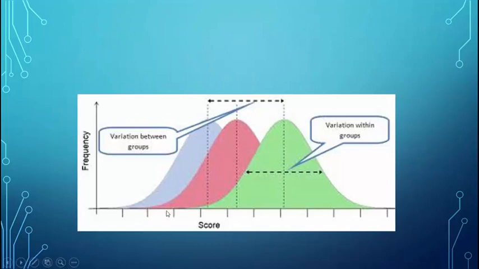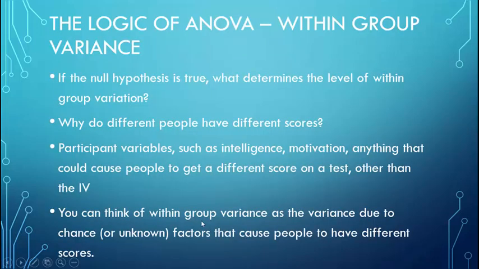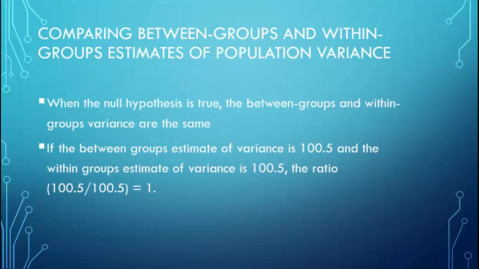Because then we could look at within group variability for the 4 hours of sleep group. Again, we would think of all the participant variables that could explain their performance. The one thing that you can't say affected their performance was hours of sleep, because everybody in this pink group slept 4 hours that night. So you can think of within-group variance as the variance due to unknown or chance factors. We also call it error variance. Anything that causes people to have different scores, and it's kind of all the stuff we don't want to study, and that's why we call it error variance.